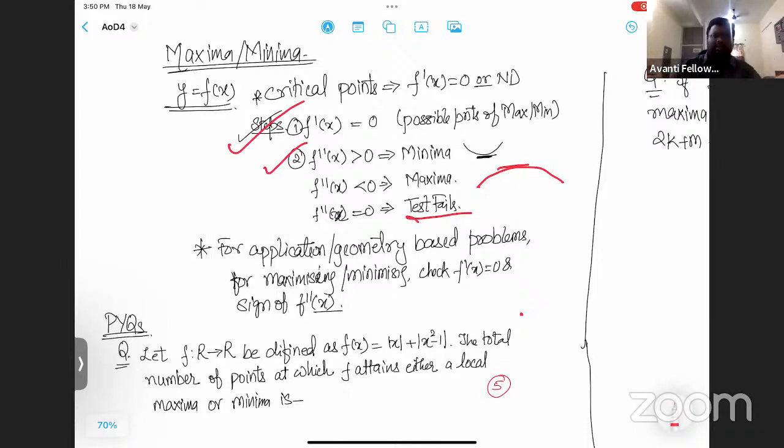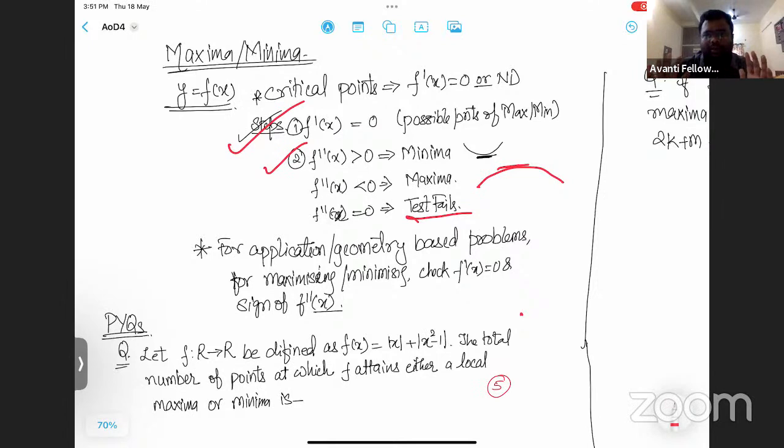Now the second thing which most commonly comes in the exam: maxima and minima is a favorite of all the exams. They ask many questions from it. More often comes geometry or application based questions. They'll give you a certain shape, roll it into a cylinder, cone, or sphere, and ask you to maximize or minimize the area. Or they give a function and ask you to maximize or minimize it.